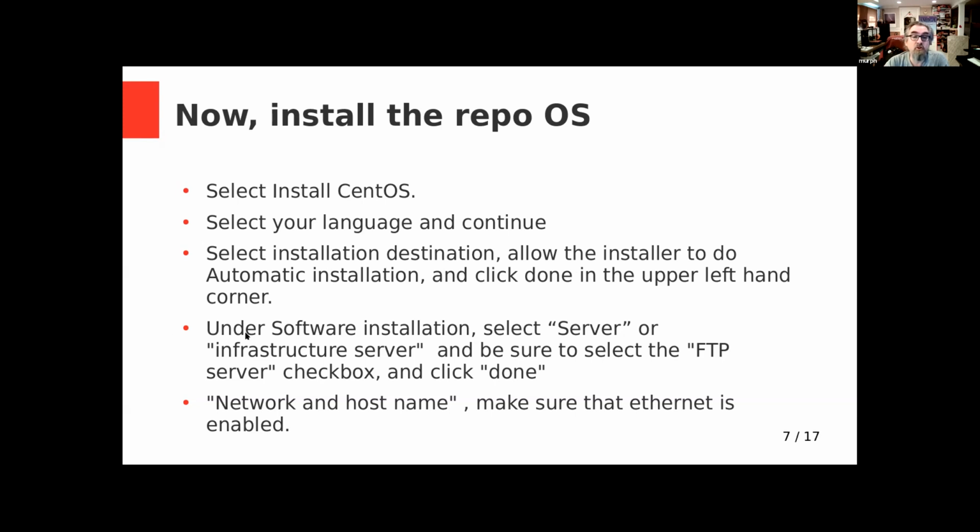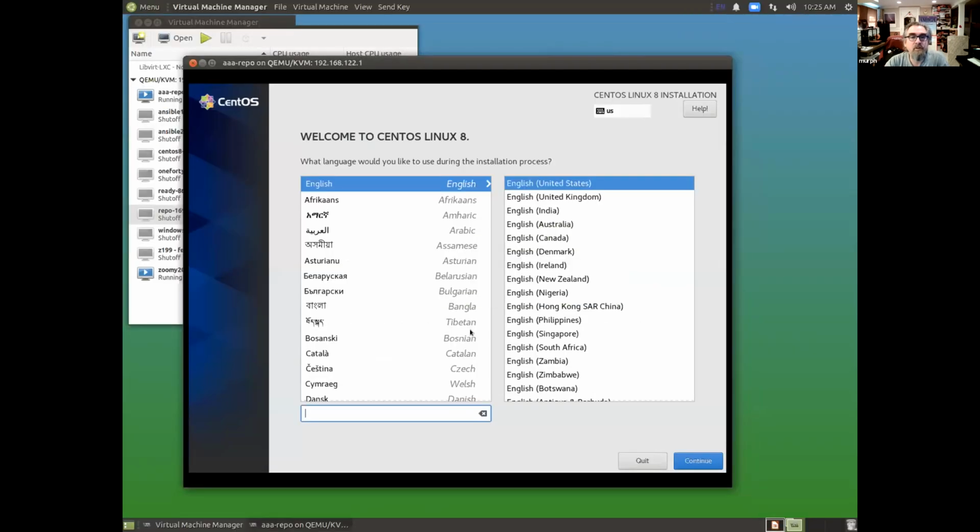And what we want to do is under software installation, we want to select either server or infrastructure server and make sure we've selected the FTP server checkbox. This makes our life much easier later on down the line. And then I generally make sure the network is turned on and give it a host name, although the host name is optional for this. But making sure Ethernet is enabled will make your life easier as well. So we're going to select our language. I'm going to select English.